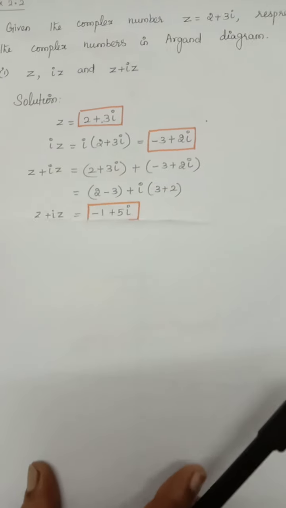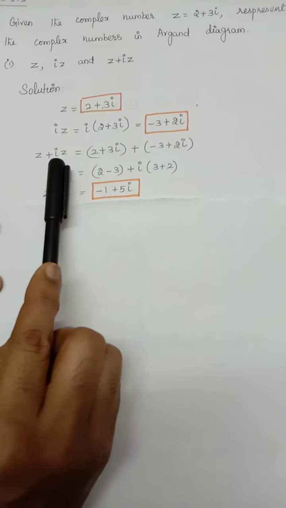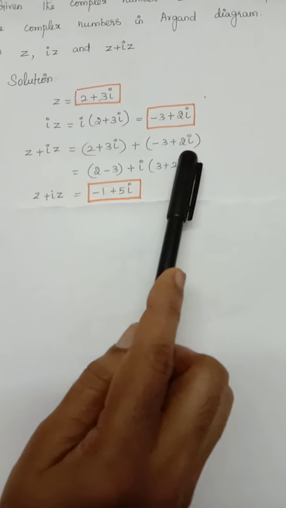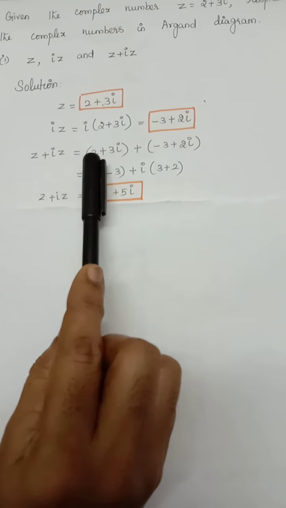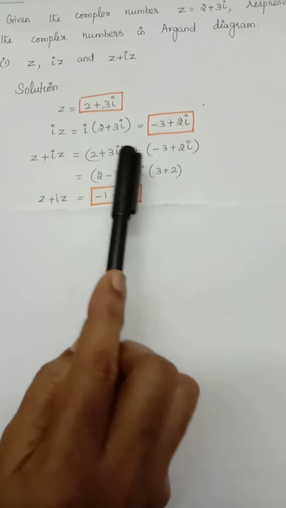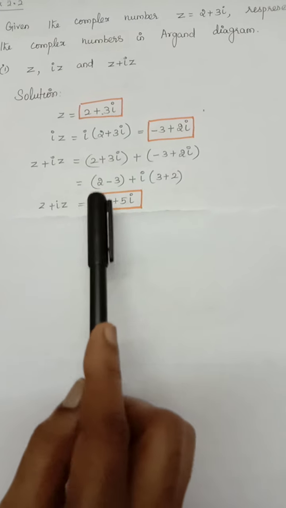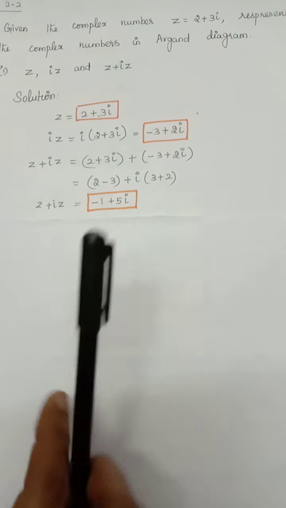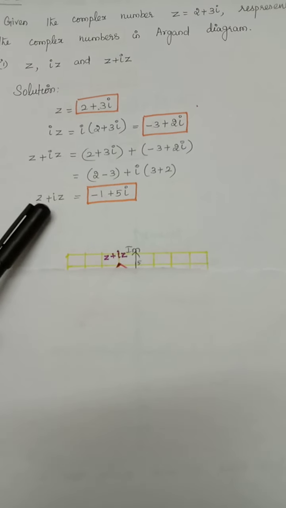Okay, so what is the next complex number asked? z plus iz. So z plus iz. z is 2 plus 3i and iz is minus 3 plus 2i. Okay, how to add the two complex numbers? You have to add the real parts, 2 minus 3, plus i into the imaginary parts to be added, 3 plus 2. So 2 minus 3 is minus 1 and 3 plus 2 is 5, so 5i. Okay, I have found z, iz and z plus iz.